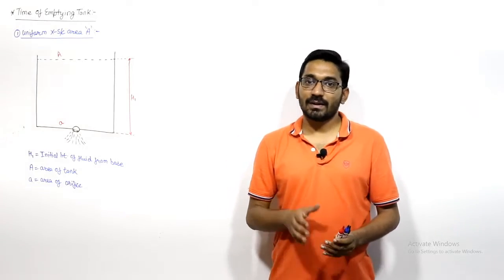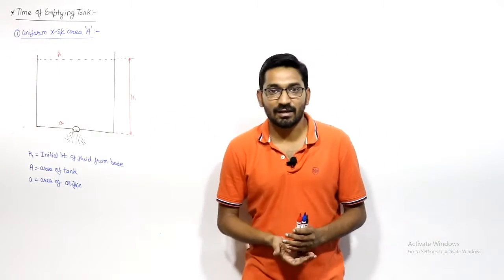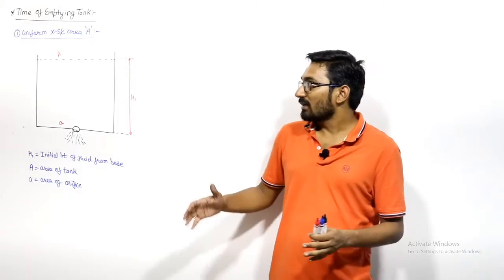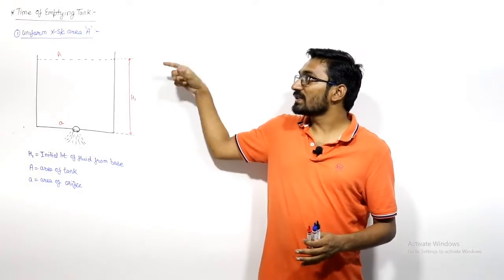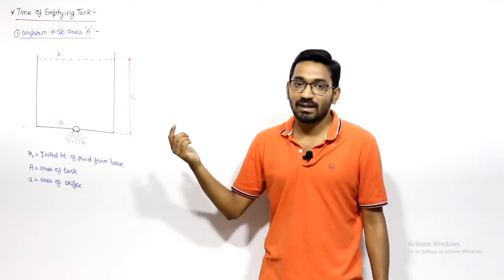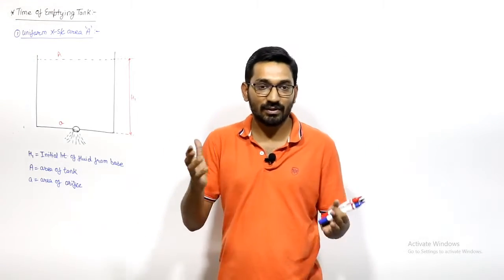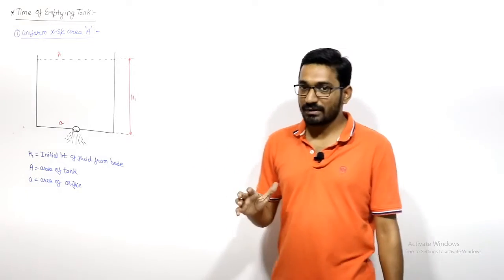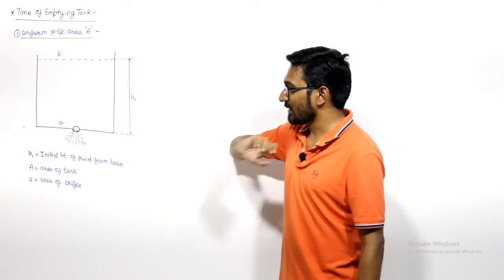Now let us discuss the time of emptying a tank. We have a tank. Let us say that there are two cases of this topic. One is when the tank is of uniform cross-sectional area, and another one is when the tank is of non-uniform cross-sectional area. Now let us first discuss the uniform cross-sectional area tank.